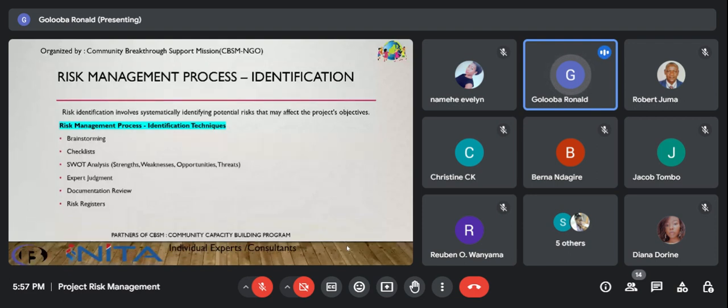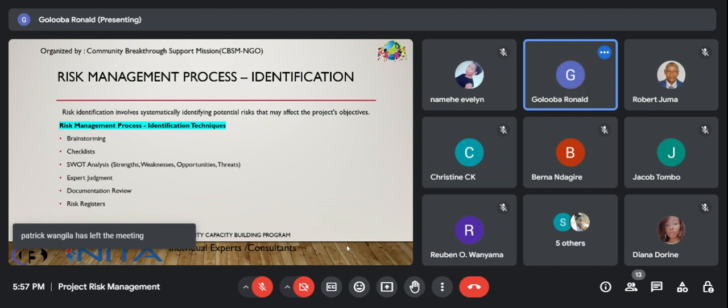So in risk management, we say that the process is straightforward. You identify the risk, and risk identification involves systematically identifying potential risks that may affect the project's objectives. There are different techniques that we can use to identify the risks, and we are going to look at them in detail. These include brainstorming, using checklists, conducting SWOT analysis, where you're looking at the different strengths, weaknesses, opportunities, and threats to the project. You can use expert judgment, document review, or risk registers.